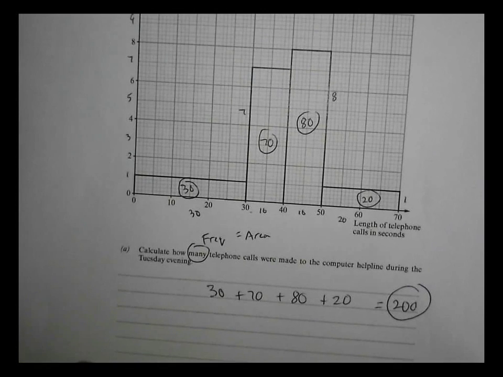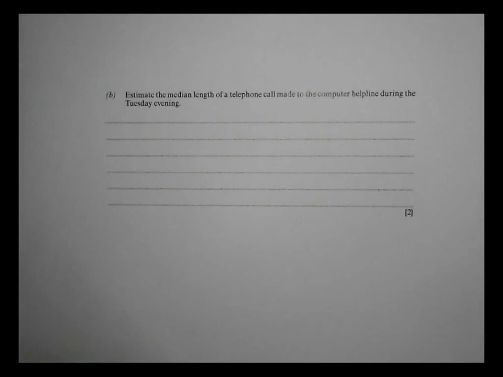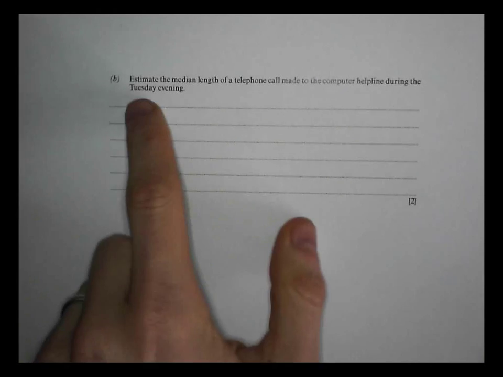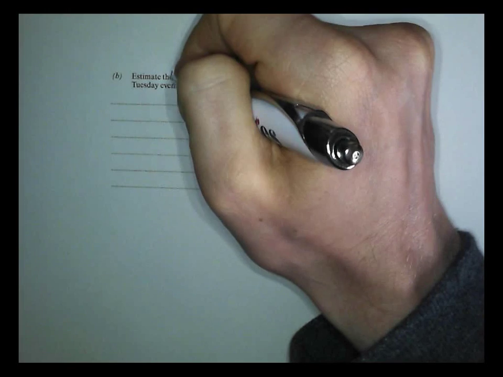Okay, now part B is one of these nasty ones again. It doesn't come up all that often, but this time I'm going to show you a different way of approaching it. Estimate the median length. Now, in question 1, I showed you a technique called linear interpolation. This time, I'm going to show you how you can do this from your histogram, and then you've got two methods up your sleeve. You can choose which one you like the look of.